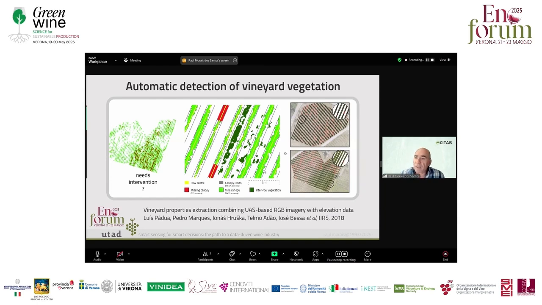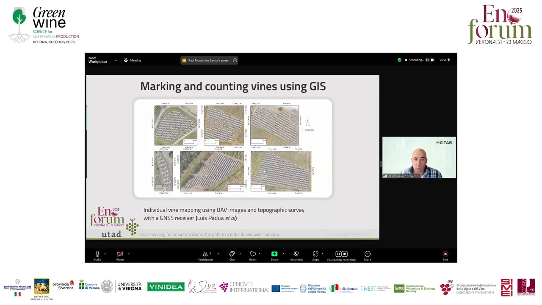In this slide, you can see also properties extraction, and this is a very good example for generating prescription maps for a robot, because as you can see in the center, you can see inter-row vegetation if you are using a mowing robot, or other application that can be used with these prescription maps. This is a very interesting map, a very old work, but it is very usable. And of course, we use our algorithms to mark and count vines.